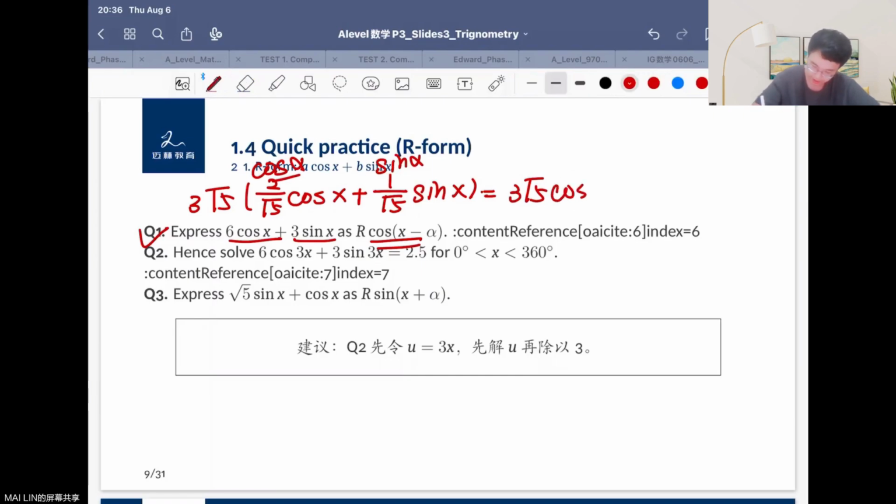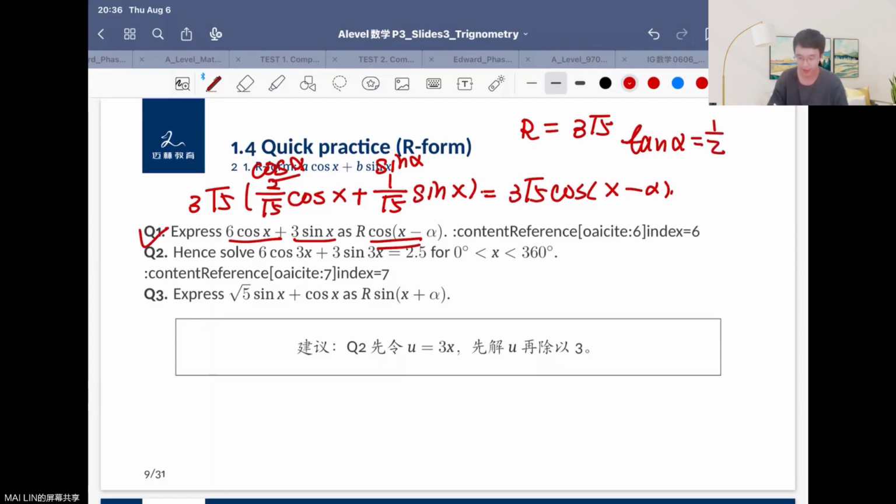That is for cosine x minus alpha. So we can set r equal to 3 times square root 5. And here we have tan alpha equals sine alpha over cosine alpha, which is a half. If you want to calculate exactly the alpha value, you can use your calculator to calculate alpha equals the tan inverse function of a half.